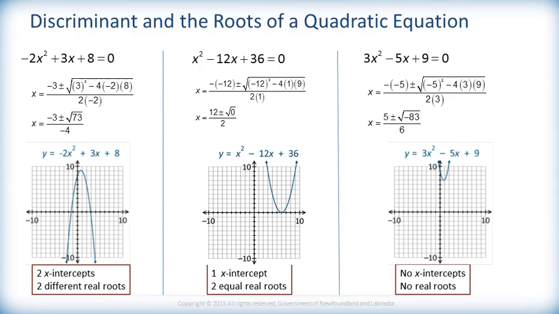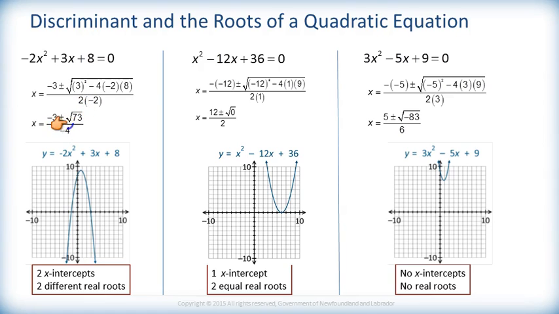I've got here three quadratic equations. I'd like for you to pay attention to this one first: negative 2x squared plus 3x plus 8 equals 0. I've begun to solve it by using the quadratic formula. Negative 3 plus or minus the square root of 3 squared minus 4 times negative 2 times 8, all over 2 times negative 2. When I calculate the portion that's under the root sign, I'd have 9, and negative 4 times negative 2 is 8, times 8 is 64. So 9 and 64 would make 73 under here.